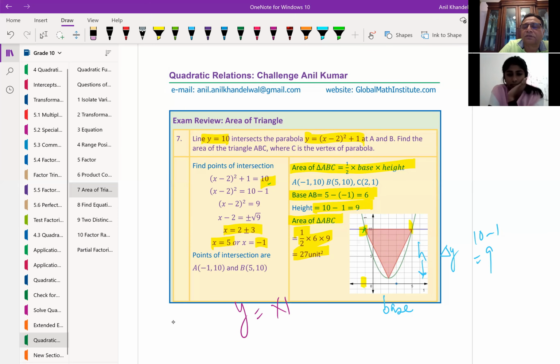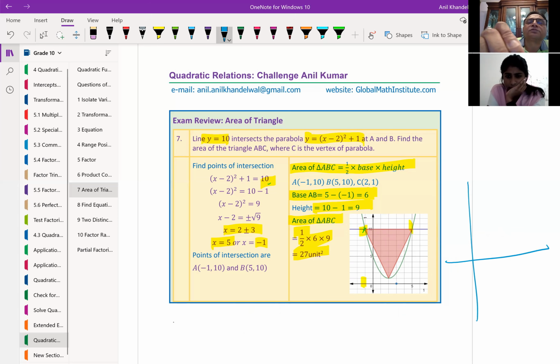Okay, let's do this part. That's a good question. So if it is not a right angle triangle, let me just sketch one parabola here and let me draw a line, something like this. Is that clear to you? Yep.